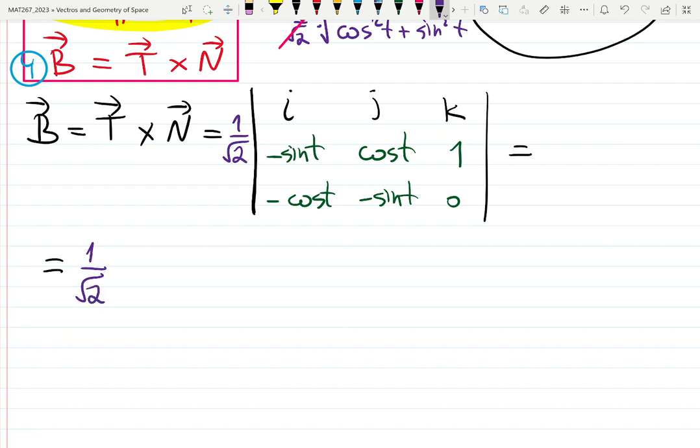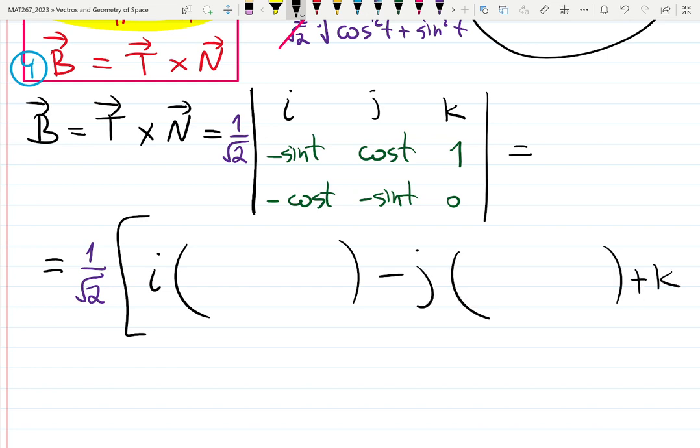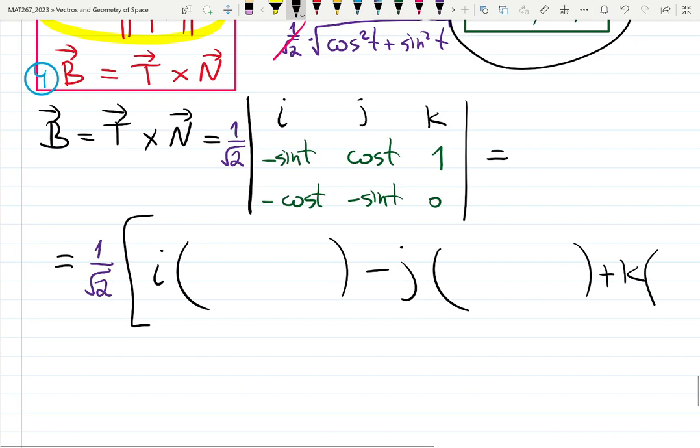1 over square root of 2, I, J, K. See, it's nice to wake people up with good news.